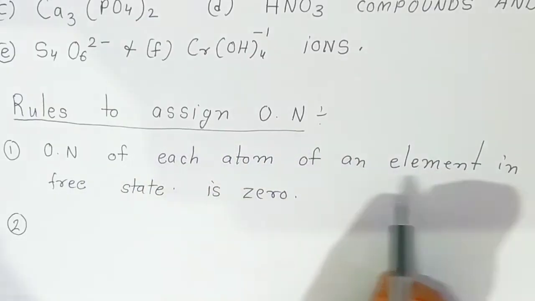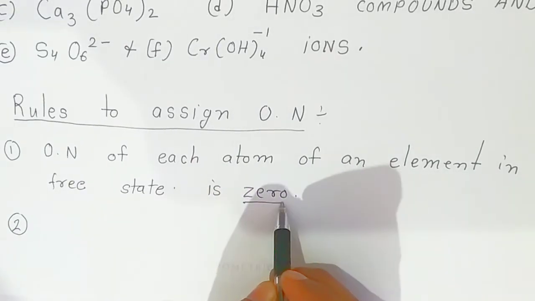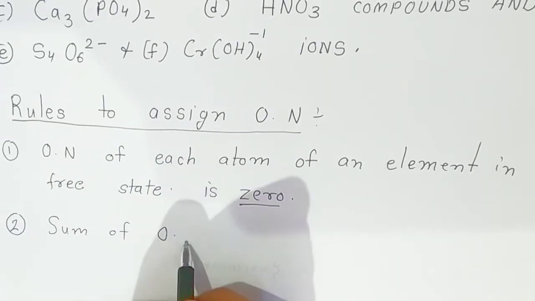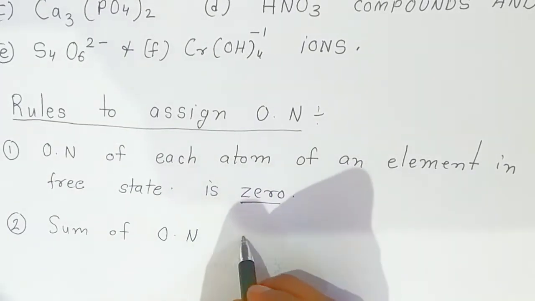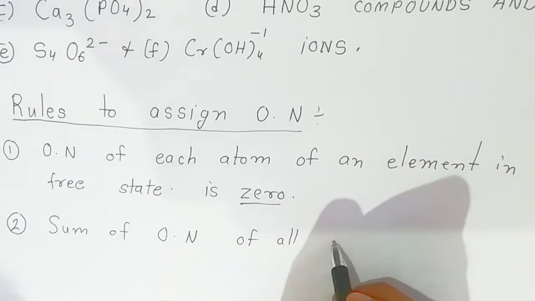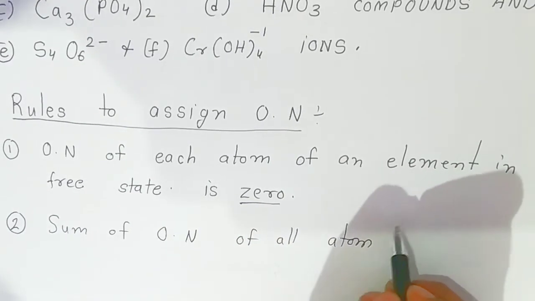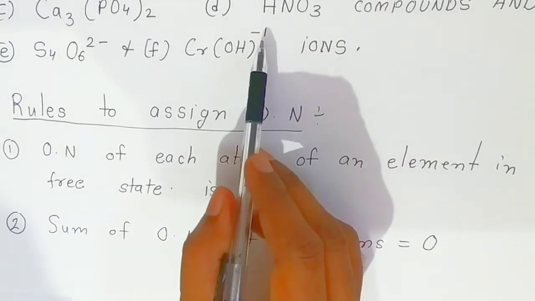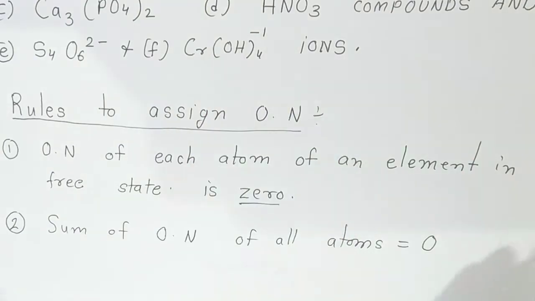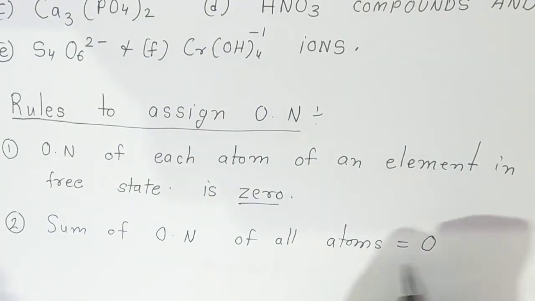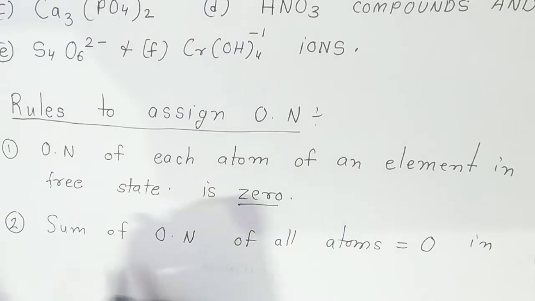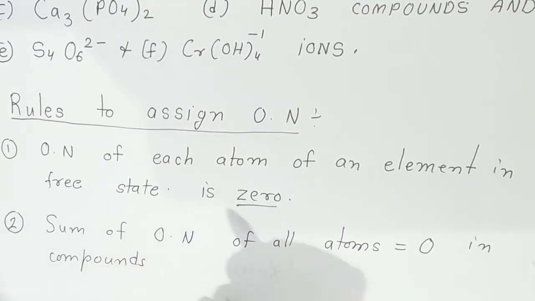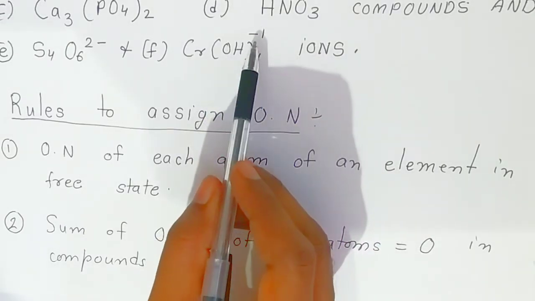The oxidation number of each atom of an element in free state we always take as 0. And students, the sum of the oxidation numbers of all atoms in a compound we take as 0, and in ions we take the charge which it carries.